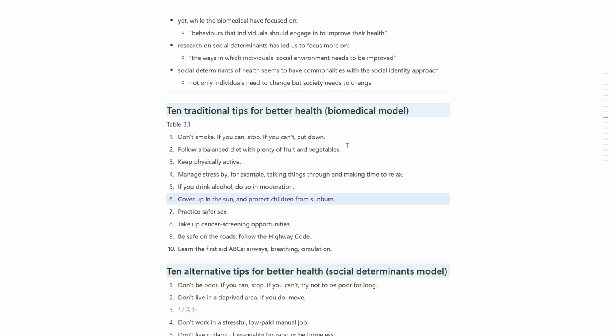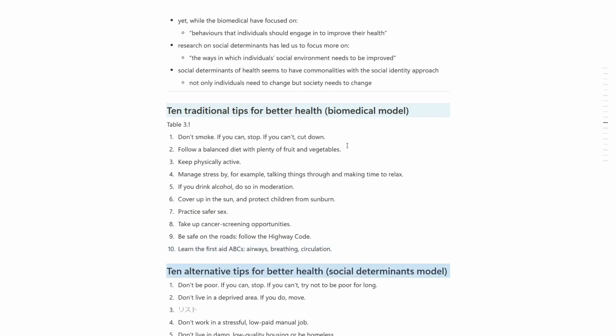And number six, cover up in the sun and protect children from sunburn. Seven, practice safer sex. Eight, take up cancer screening opportunities. Nine, be safe on the roads. Follow the highway code. Ten, learn the first aid ABCs: airways, breathing, circulation. So as I said, these 10 tips should be very familiar to you because the media and any kind of health recommendation are often based on this biomedical model.